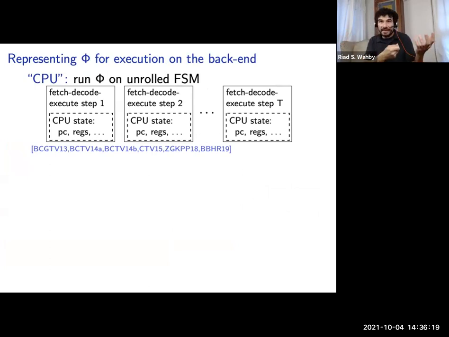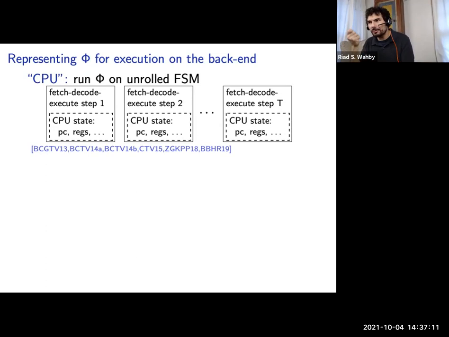So we could imagine saying we're going to write down the transition function of a CPU, and then we're just going to prove that after k steps of the CPU, the program had some behavior. This is what we saw in BCGTV 13 and BCTV 14A and some more recent systems. A lot of these use the TinyRAM processor architecture, which is a very nice little RISC processor architecture. The idea is we encode the fetch, decode, execute loop of the TinyRAM processor in the proof system. And then the program whose execution we're actually proving correct is passed in as input to the proof. So I give you a program, you run the program, and you prove to me that it's correct. This is very natural. This is very much like how we run a program on a CPU.